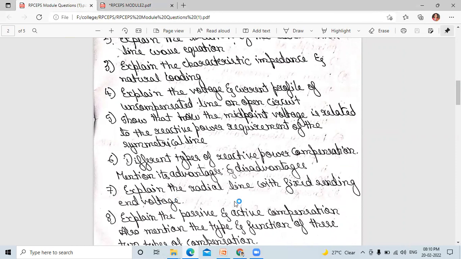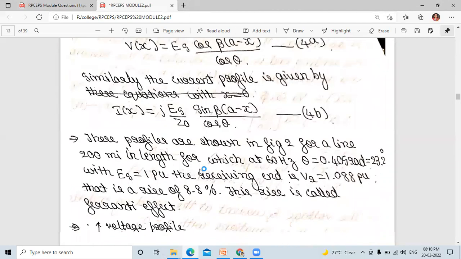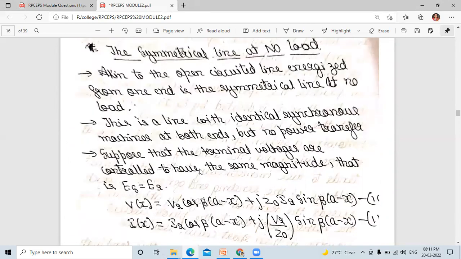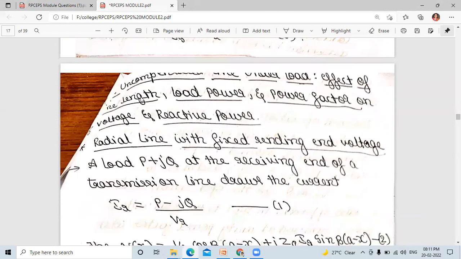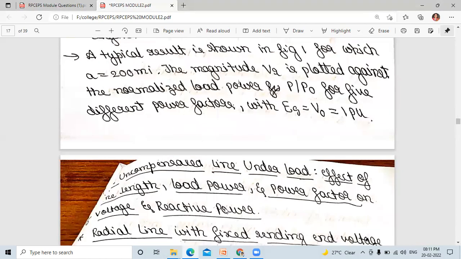Next, explain the radial line with the fixed sending end voltage. This is what they have asked: radial line with the fixed sending end voltage. This is the answer. Equation 1, equation 2, and equation 3 you have, and phasor diagrams are there.